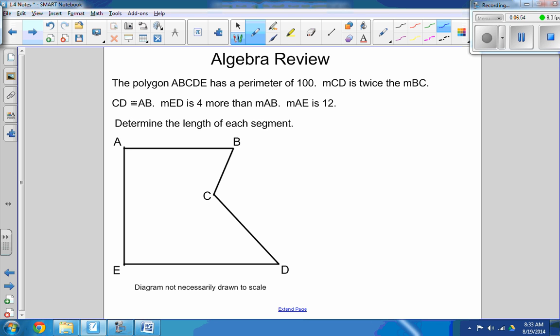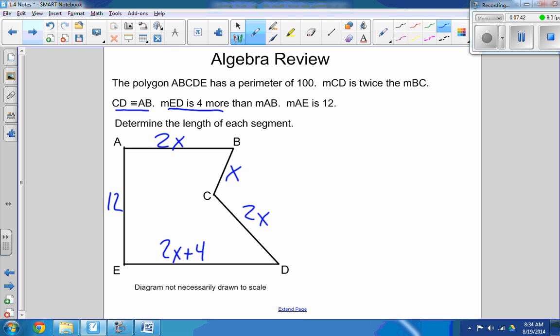So let's look at a little bit of algebra review. Here we've got a polygon. It has a perimeter of 100. Remember, perimeter is the length of all the sides added together. We're given the measure of CD is twice the measure of BC. So if I call BC x, CD is twice that, so it's 2x. CD is congruent to AB, so CD is 2x, AB has to be 2x. The measure of ED is 4 more than AB, so if AB is 2x, ED is 2x plus 4. And then the measure of AE is 12. Determine the length of each segment.